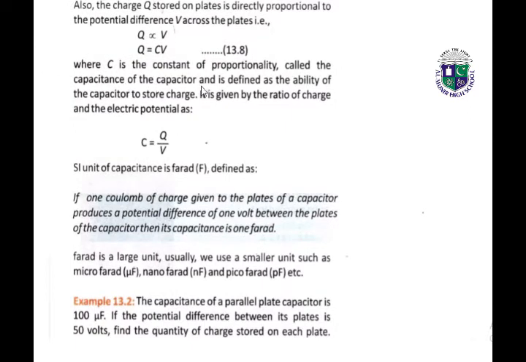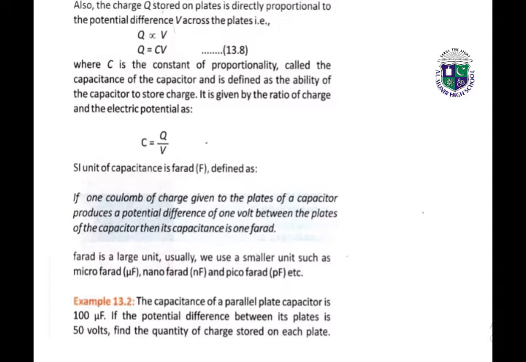So the capacitance of the capacitor is defined as, here we have the definition of capacitance. It is defined as the ability of the capacitor to store charge. So it is the ability of the capacitor to store the charge that is called the capacitance of the capacitor, and it is given by the ratio of charge and the electric potential. So C is equal to Q over V, and the SI unit of capacitance is farad, which is represented by F.